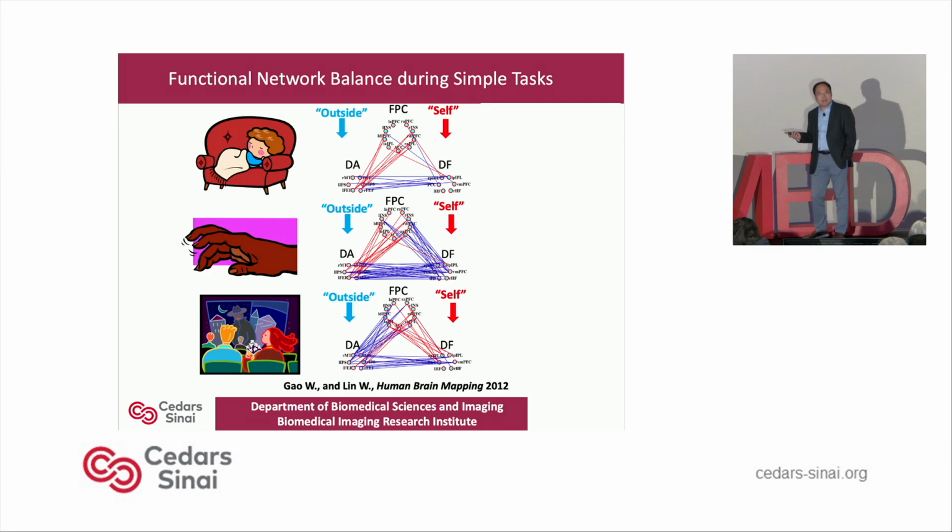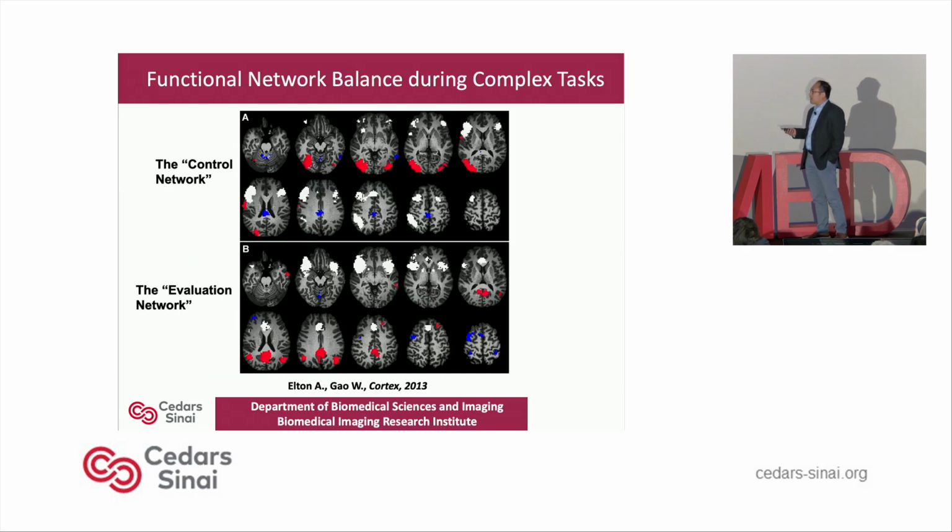So this is one of the works we did. Some other groups also did other tasks and showed that this control system actually is flexibly regulating the internal self network and outside network to switch our attention to those stimuli that we need to pay attention to. And this is another task. I won't go into the details, but still the same story. The control system and the evaluation network flexibly engage or disengage the self network and outside network for certain tasks.